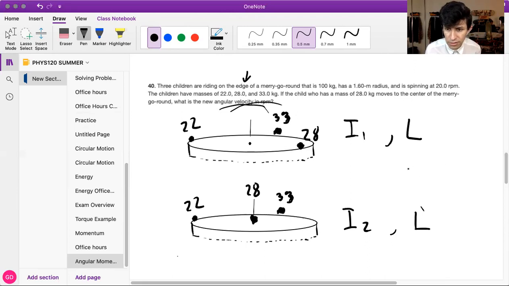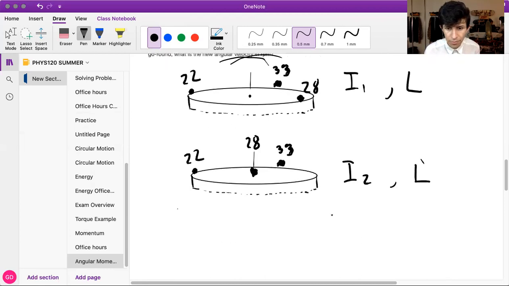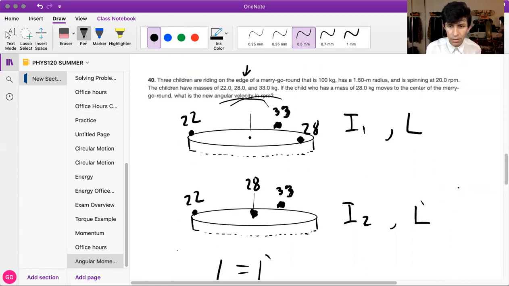So what this tells us is that the regular angular momentum for the first case has to equal the angular momentum for the second case. Okay. The only thing we know is that the total inertia for the first case is different from the second, because now you have a person coming closer to the center. And if they come closer to the center, their radius is going to change.